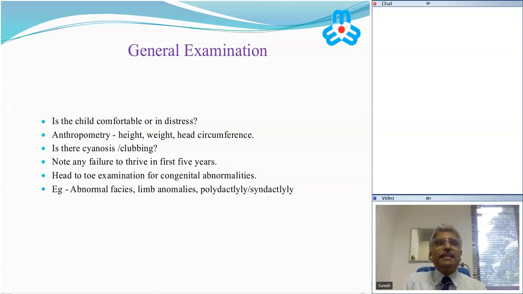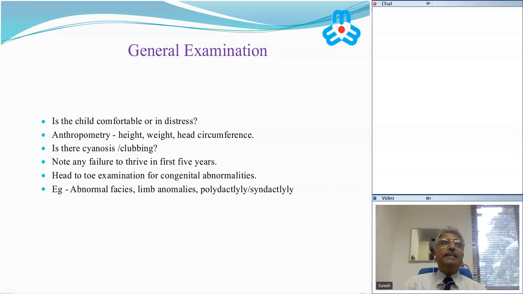Having ascertained that your child will give you time to examine, you start in a methodical way, the way a pediatrician would approach a child. That begins with appropriate anthropometry. You need to know the height and weight of the child and, where appropriate in a smaller child, the head circumference. Please see whether there is any cyanosis or clubbing. You would note whether there is any failure to thrive from the anthropometry data. And you will make a head-to-toe examination for congenital anomalies.